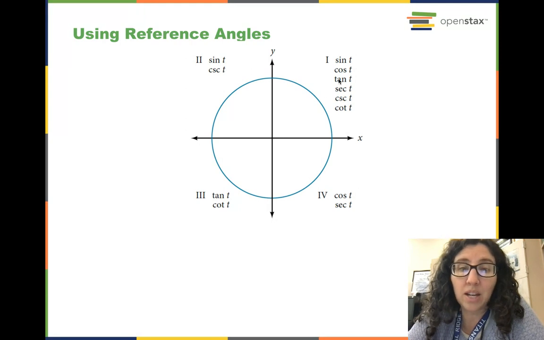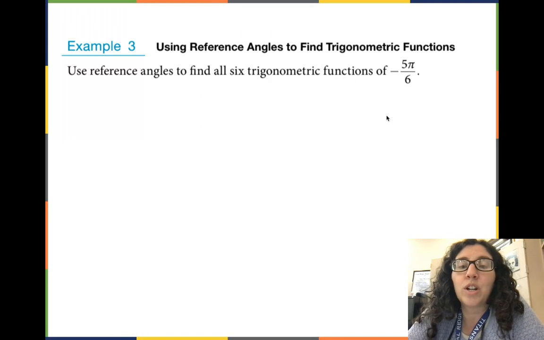right? So sine is positive in quadrants 1 and 2. Cosine is in 1 and 4. Tangent is in 1 and 3. And then they're inverses. Okay? All right, so we're going to use this when we're talking about reference angles.